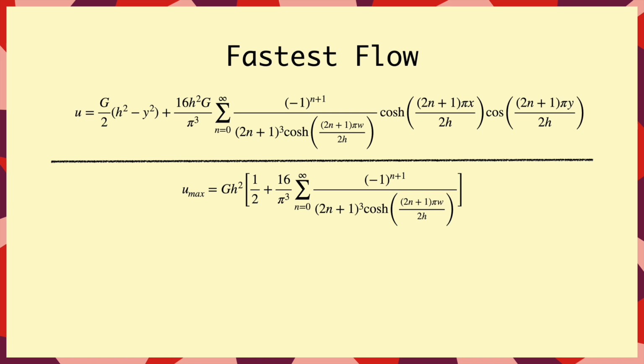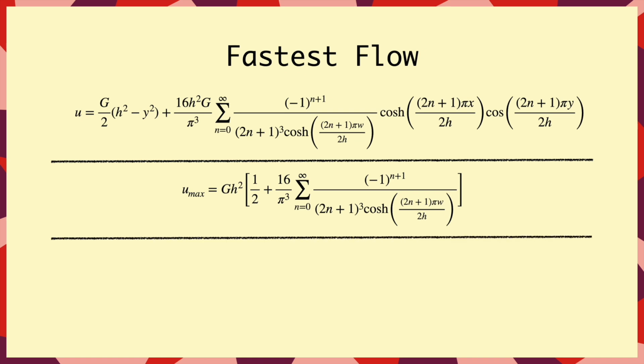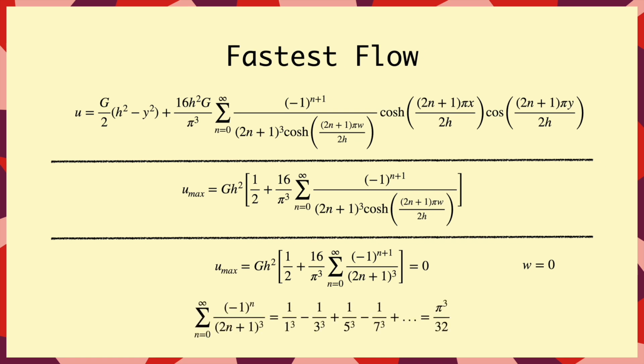Well, when w is very big, the cosh term gets very big. So the sum tends to 0, and we're just left with gh² over 2, and that's fine. Then when w equals 0, we'd expect this speed to be 0 as well. But cosh 0 is 1, so the cosh term just disappears, and we're left with this. And if this is 0, that tells us that this sum of (-1)^n over (2n+1) cubed must be pi cubed over 32.